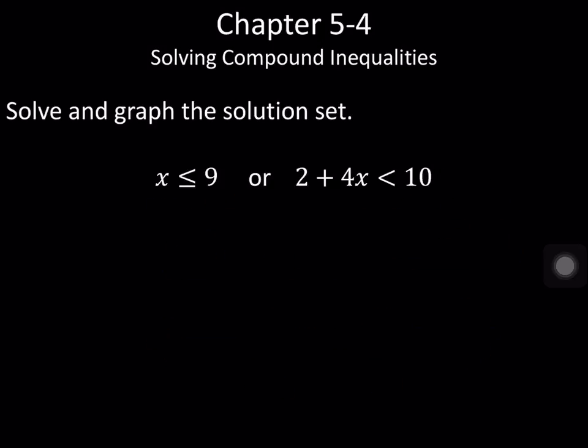Okay, now one more, and we'll see what happens here. Okay, so it looks like one side is already solved for us. Okay, so let's solve the other one by, let's see, subtracting 2 from both sides and then dividing both sides by 4. Okay, so here we go. X is less than or equal to 9, or X is less than 2.